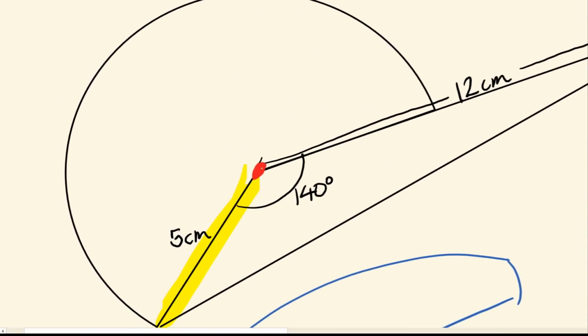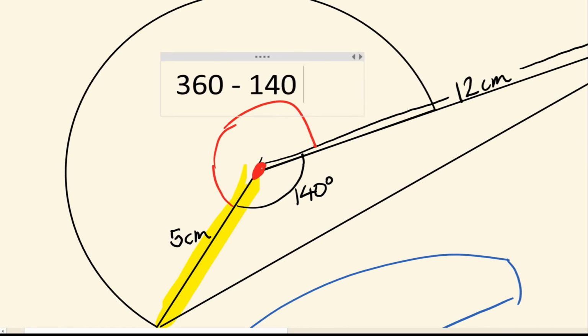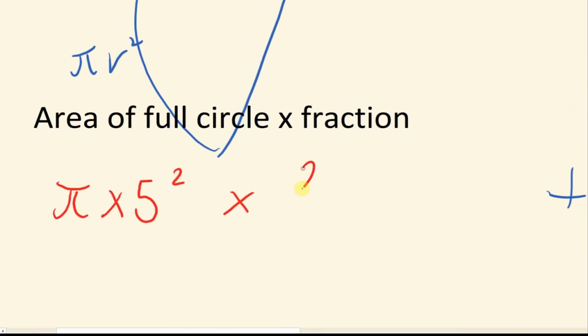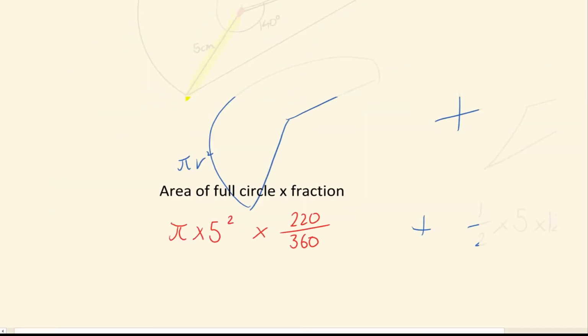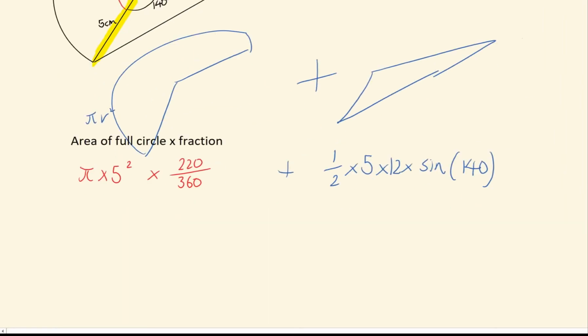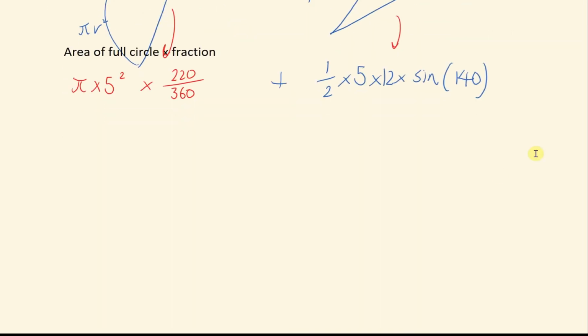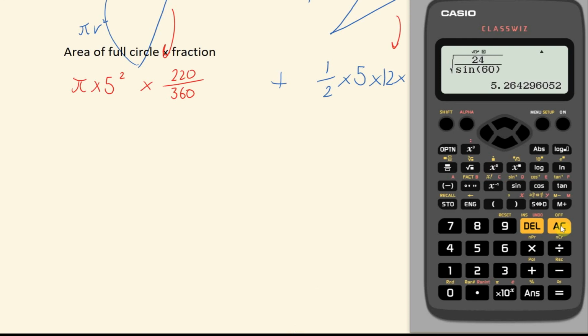This angle is outside the circle. What we want now is this angle here. And again, we should know that angles around a point always equal 360. So if I do 360 take away 140, that tells me that this angle is 220 degrees. Now I know that then means the fraction of circle I have is 220 degrees out of a possible total of 360. And then we're done. That's for my circle sector, and that's for my triangle. We can now just work them both out, add them together. In fact, we just type that straight into our calculator, and that will do it all for us.